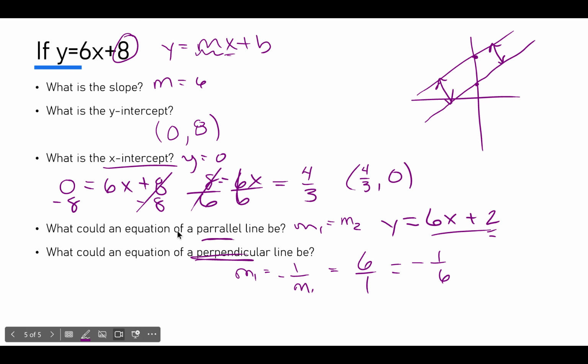Your y-intercept could be the same, could be different. It doesn't matter. It just depends on the slopes. So a perpendicular line can have the equation y equals negative 1 over 6x plus or minus whatever number you want, and that will give you a perpendicular line.